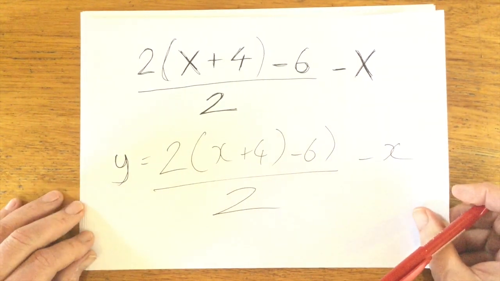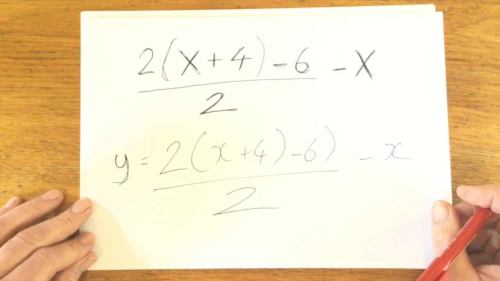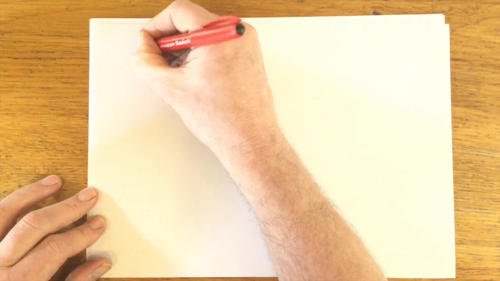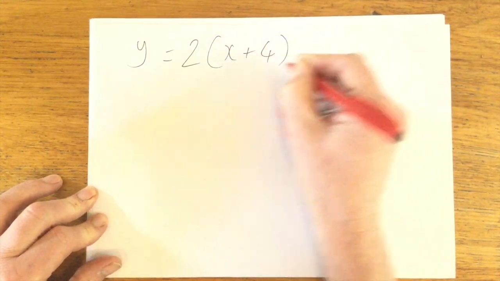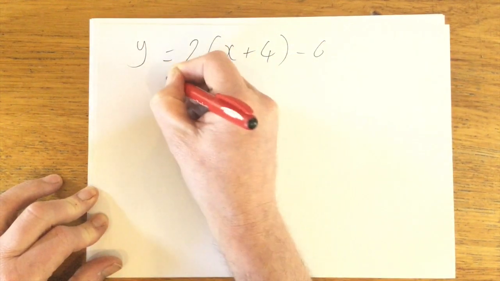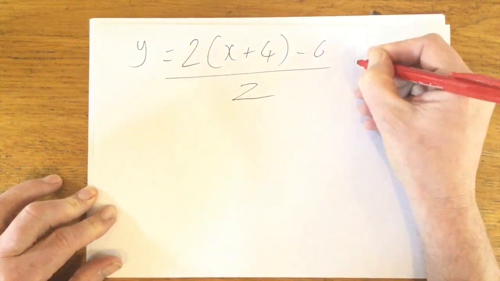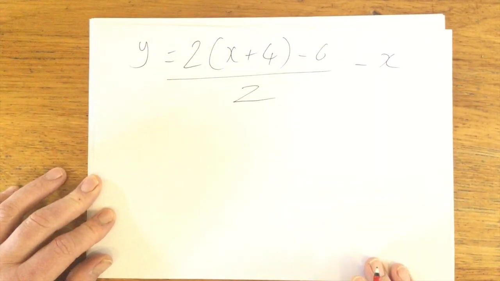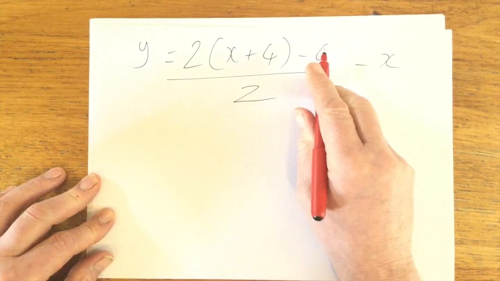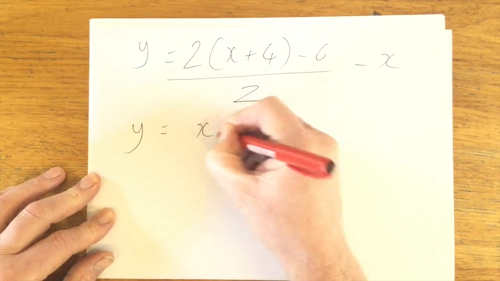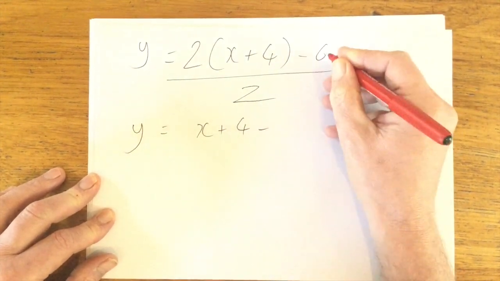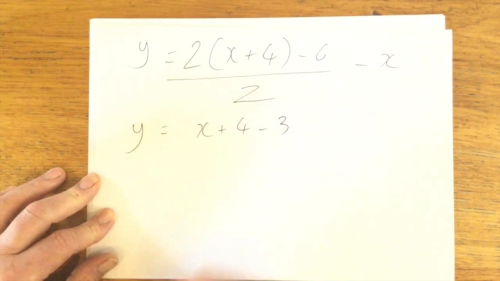Now let's just prove this, shall we, that it actually comes to 1. Okay, so what we're going to do is simplify this equation onto here. So what we've got, we have y equals 2x plus 4 minus 6, divided by 2, minus x. Now we've got 2 divided by 2, 6 divided by 2, so we can halve these one here. So we've got y equals x plus 4, 6 divided by 2 is 3, and we've got our minus x.